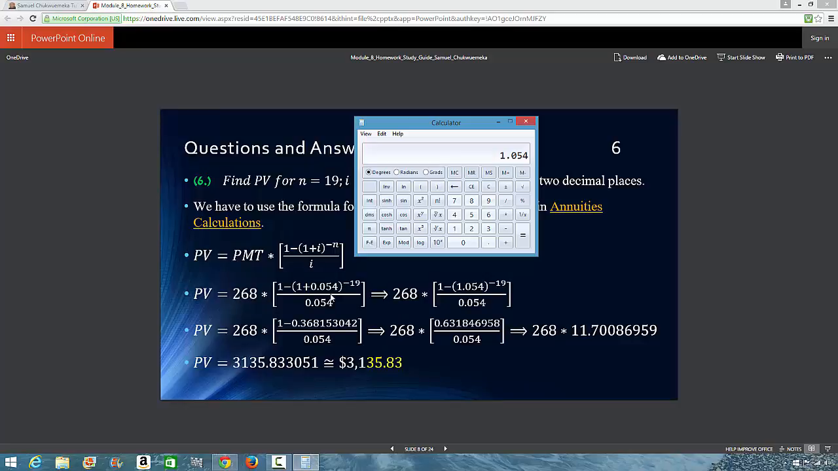trust me, you're going to get it wrong. You will. Okay. So what am I going to advise you? I will advise you that depending on the calculator you're using, in fact, I will advise you to always do it step by step. Order of operations. That is my advice.